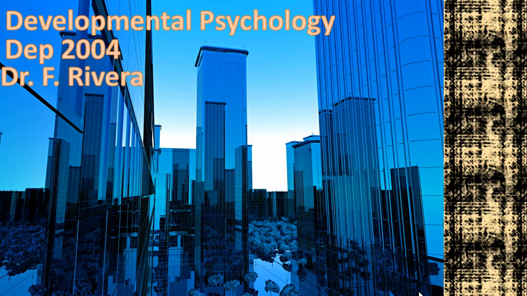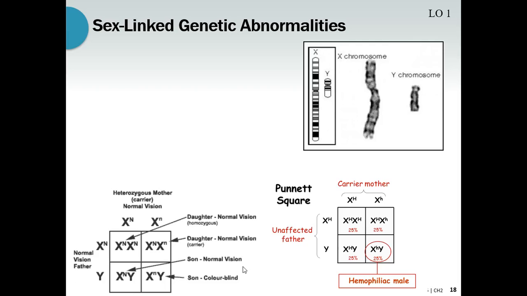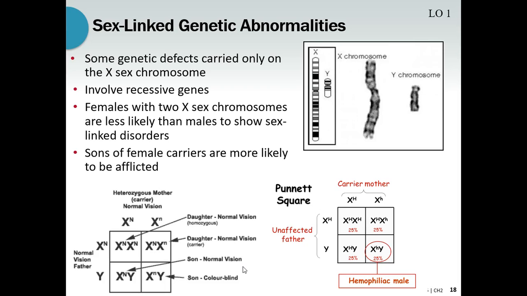I am Dr. Rivera. Now, some traits are passed down through your sex chromosomes, either through the Y chromosome or through the X chromosome. I want to focus a little bit on the X chromosome because it has a lot more genes than the Y chromosome, and so there's actually a lot more information that you need in order to be alive.